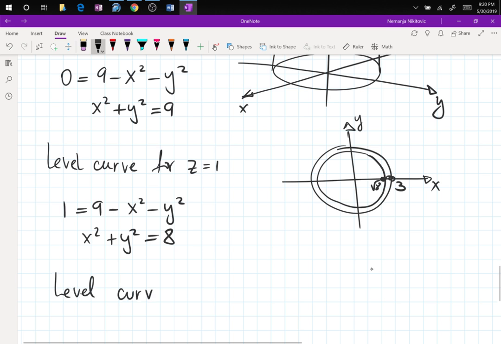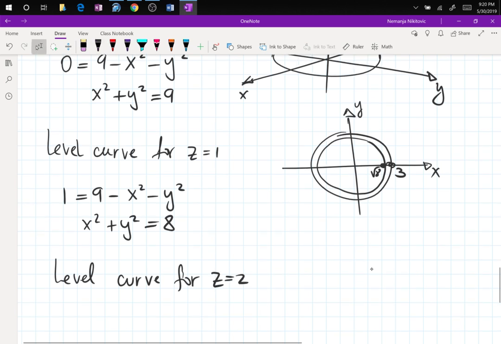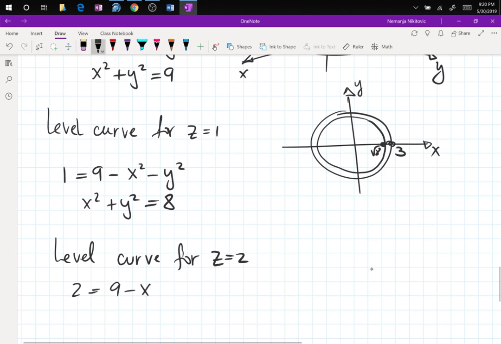Level curve for z equals 2. They're evenly spaced. You cut at every unit. You cut at every mile. You cut at every inch. You cut at whatever scale you come up with. So now 2 equals 9 minus x squared minus y squared when you plug in. x squared plus y squared is equal to 7. That's another circle, with root 7 as a radius. So we have these concentric circles that are climbing up.